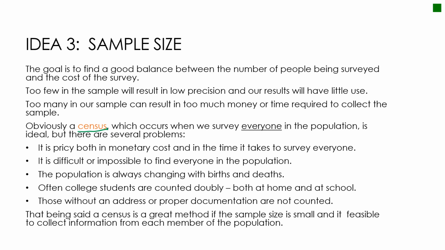A census, more vocabulary, is when we talk to everybody in the population, which obviously is ideal, but we've got some problems when trying to do the census. It's pricey, both monetarily and in time. It's difficult or impossible to find everyone in the population because people are often moving, moving jobs, moving states, moving houses. The population is always changing with births and deaths. Sometimes college students are counted doubly or possibly not at all. Those without an address or who are not properly documented are not counted as well.